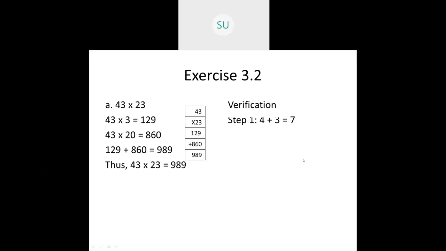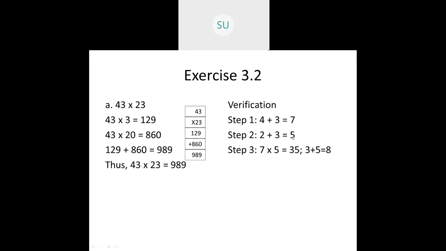Okay, then we have the verification. They have asked you to do verification also. So how do you do verification? In the first step, you find the digit sum of the multiplicand. Here the multiplicand is 43. So 4 plus 3 is how much? It is 7. Then in the next step, we find the digit sum of the multiplier, which is 23. So 2 plus 3 is 5.